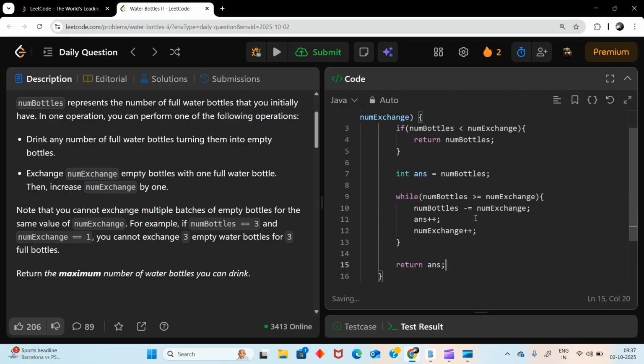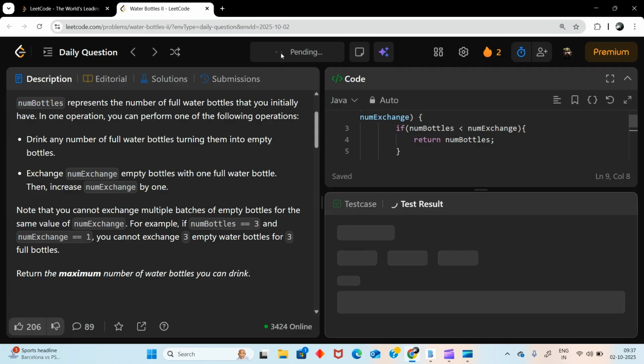Anyway, this will come out because every time we are subtracting. That means if I have 15 bottles and my number of exchange is 5, first it will subtract 5, we will be remaining with 10, and then if we subtract 6, we will be remaining with 4. Then we have num exchange as 7 and number of bottles remaining are 4. Also we have got two more bottles, but still we have 6 and 7. So in that case this condition will not be satisfied. My number of bottles will be 6, number of exchange will be 7, so I can't exchange anything, so I will just end this loop. Let's run this.